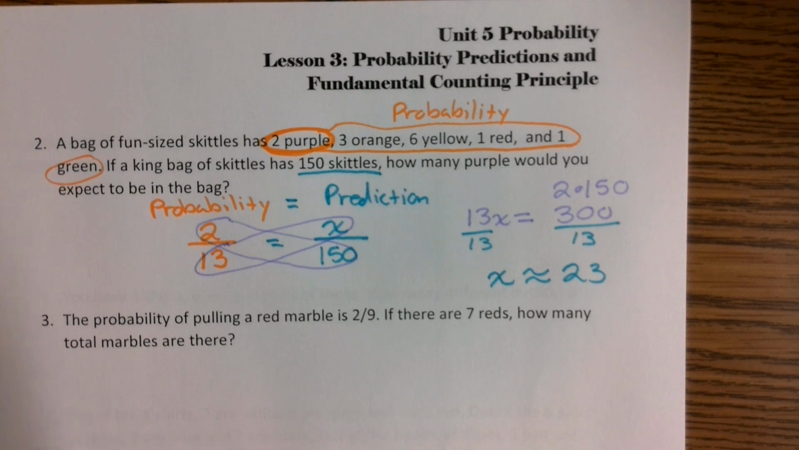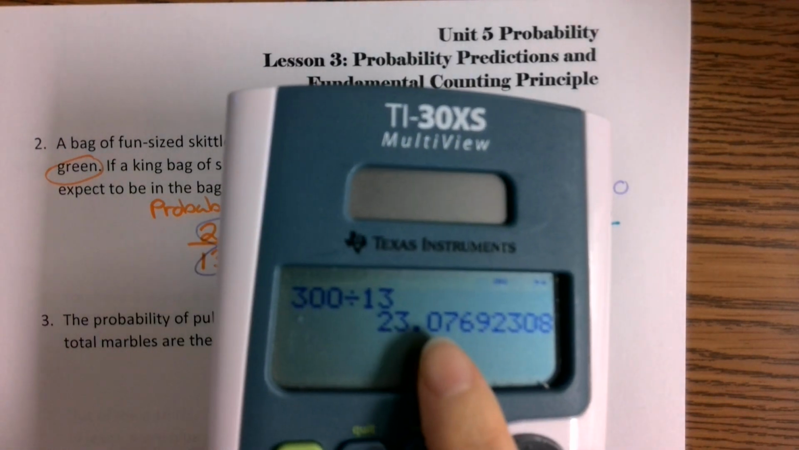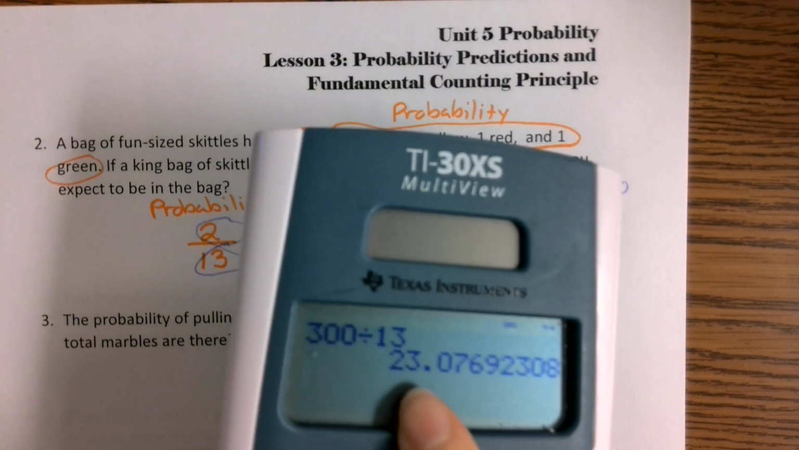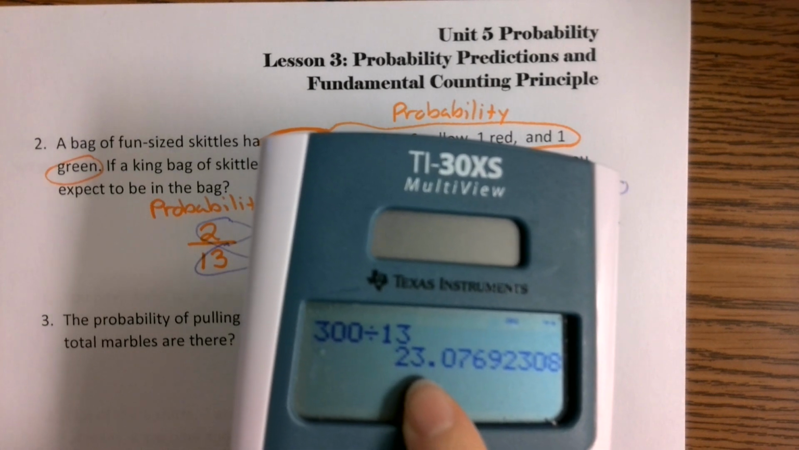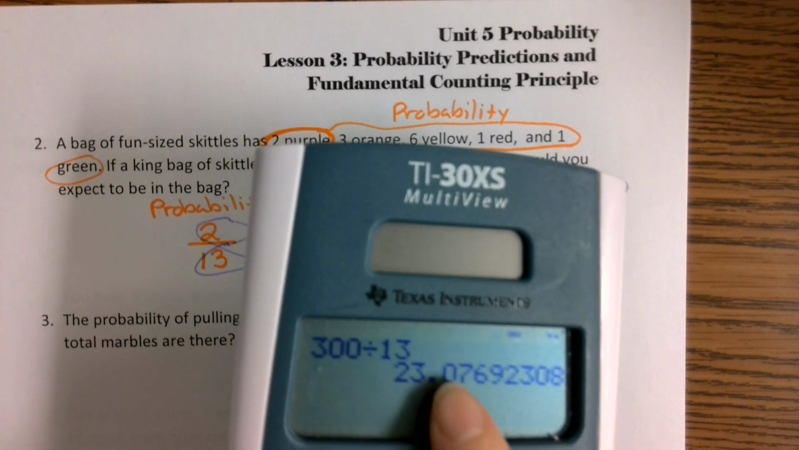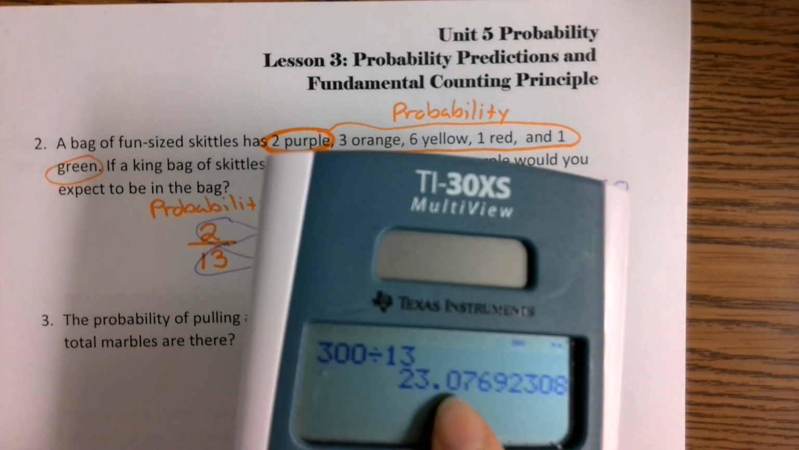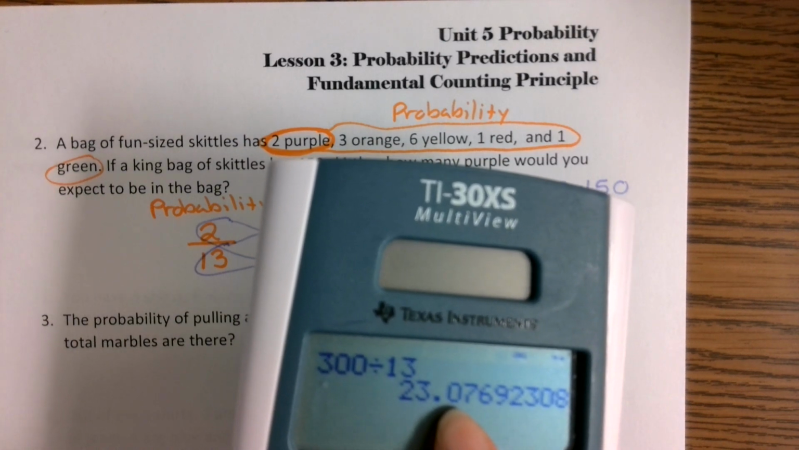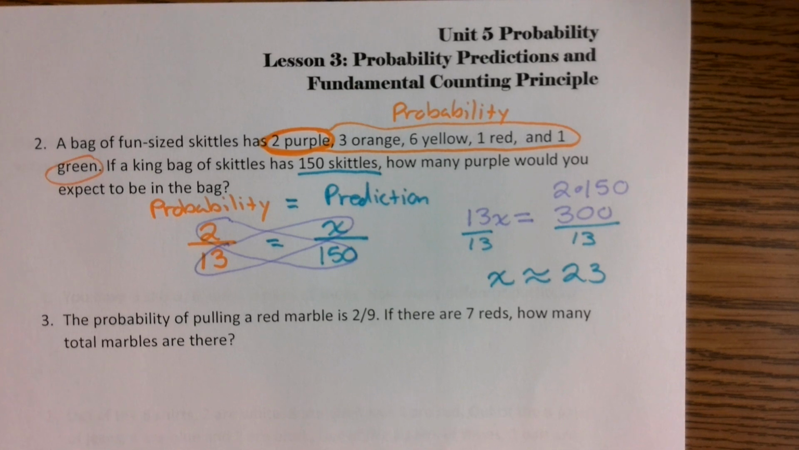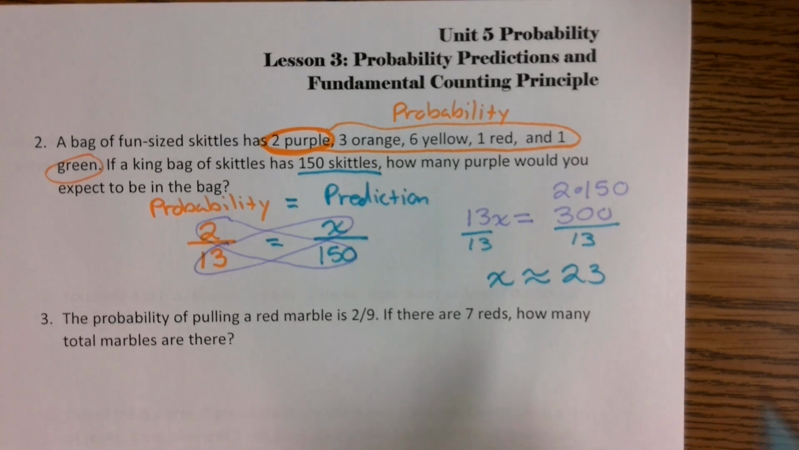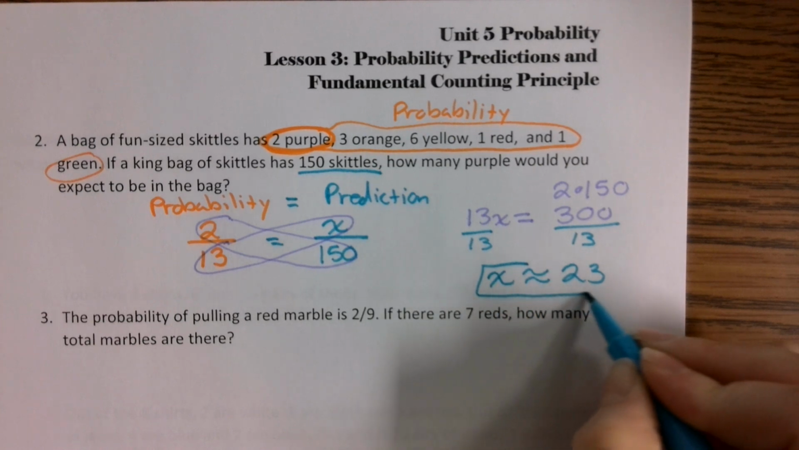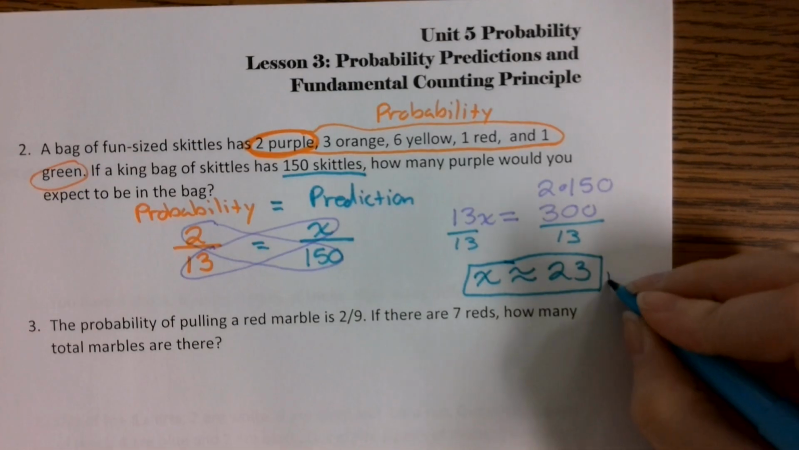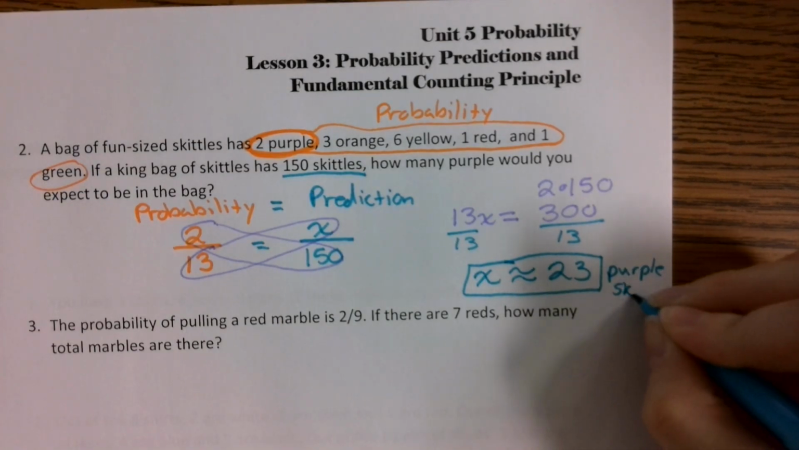When you do 300 divided by 13, you're going to get 23.076. We want to round to the nearest whole number. So that 0 tells us we're just going to leave this alone. We're not going to do anything to the 23. It's just going to stay 23. What number would that 0 have to be in order for us to round it up? A 5 or above, right? 6, 7, 8, or 9. So if it's a 0, 1, 2, 3, or 4, you're just going to leave it alone. If it's anything 5 or above, you shove it on up to the next one. So we can expect about 23 purple Skittles. Let me write that to the side. Purple Skittles.